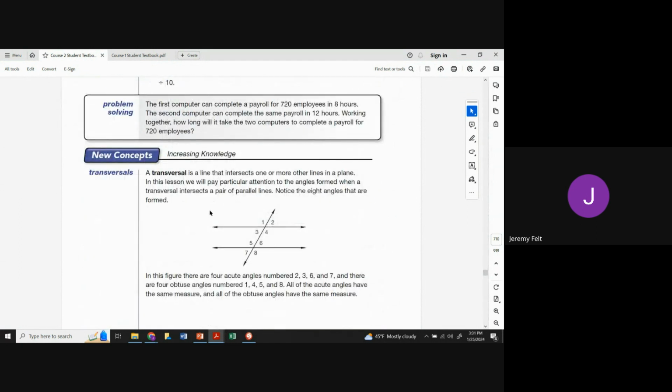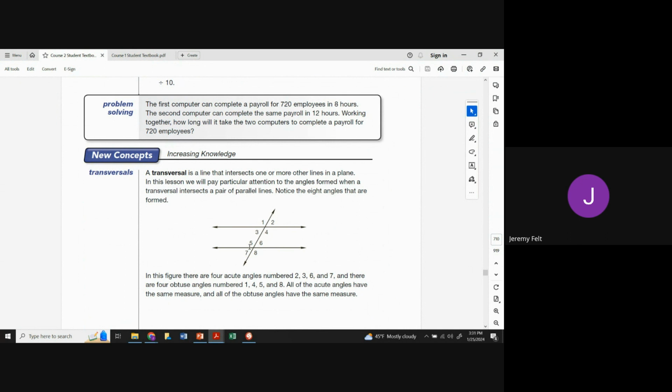In a transversal, we have parallel lines cut by a transversal. We've talked about this, but angle 1, 4, 5, and 8 are all going to be the same. All of our obtuse angles are going to be the same measurement, and then 2, 3, 6, and 7, all of our acute angles are going to be the same measurement.